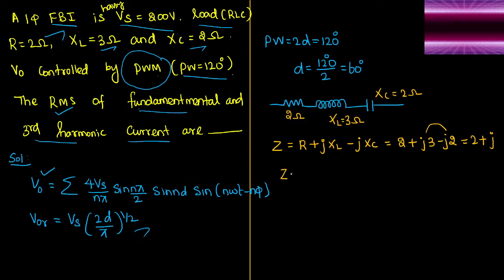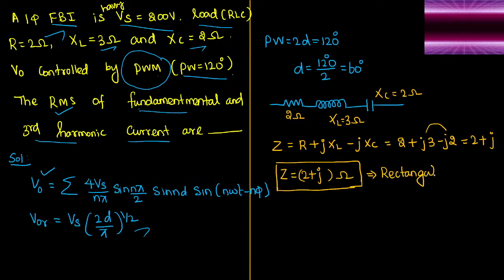So the overall impedance Z will become 2 plus j ohm. It is in rectangular domain. Now I just want to write this expression in polar domain. You know this expression in rectangular form. How will you convert it into polar form? That is also something we did in network analysis.